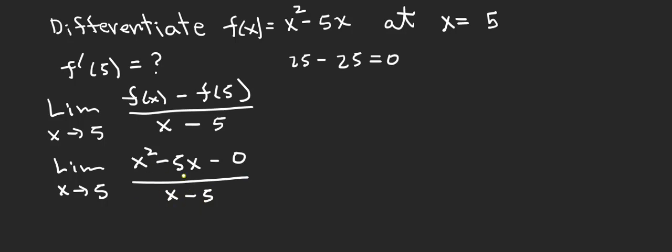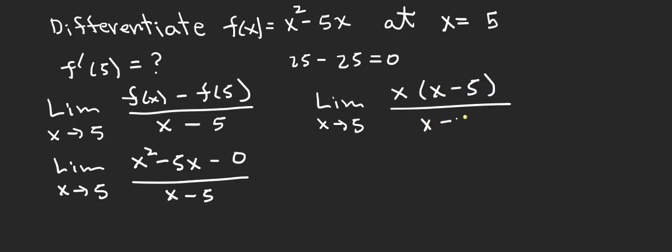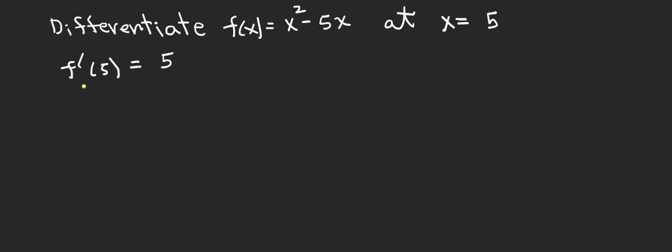So when you simplify this, take out x, which is a common factor. The x minus 5 cancels out. So when you plug in 5 for x, you're going to get 5. So therefore, f prime of 5 is 5. So what does it mean? It means the tangent line to this function at x equals 5, that slope of the tangent line, is 5. So now we know that f prime of 5 is 5.